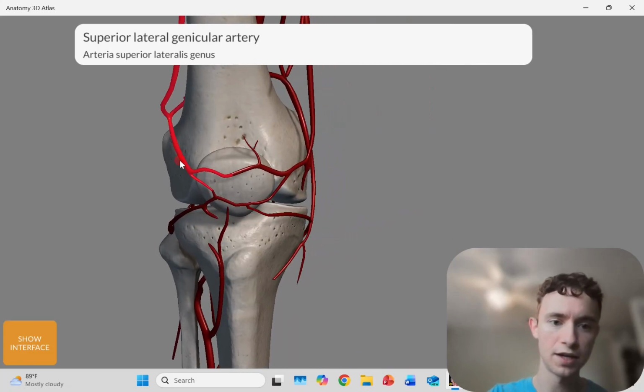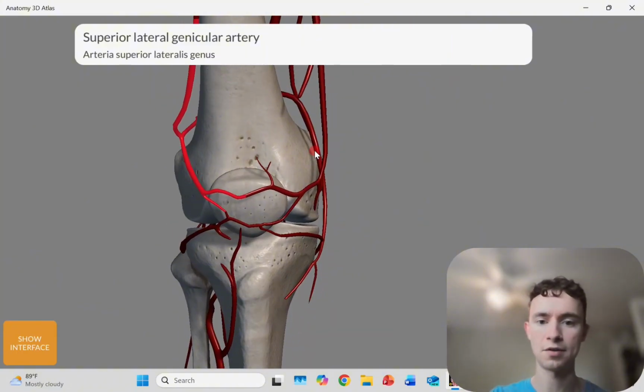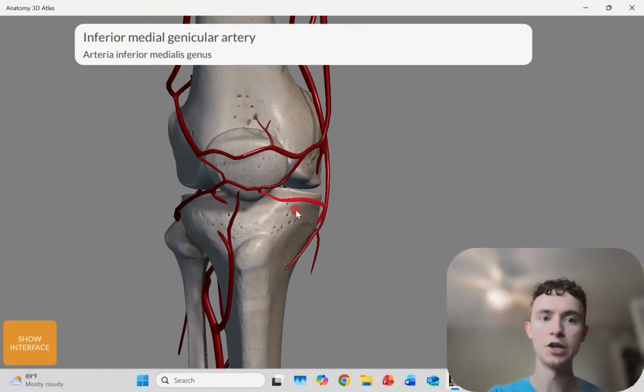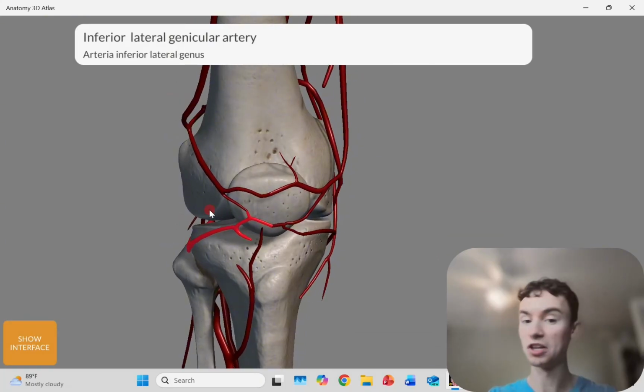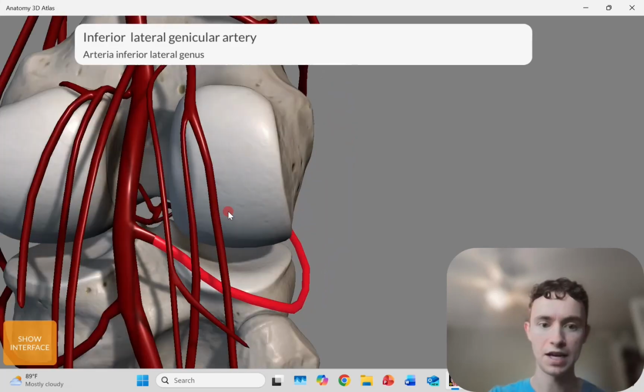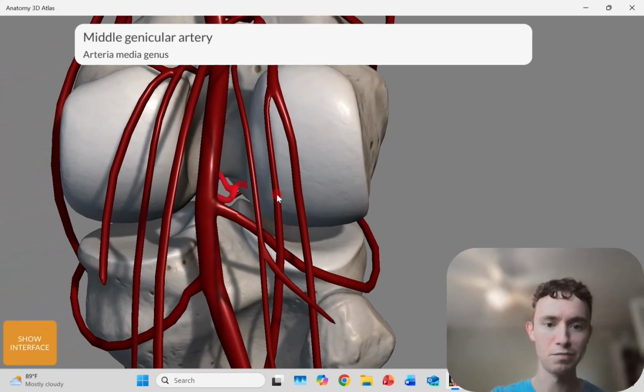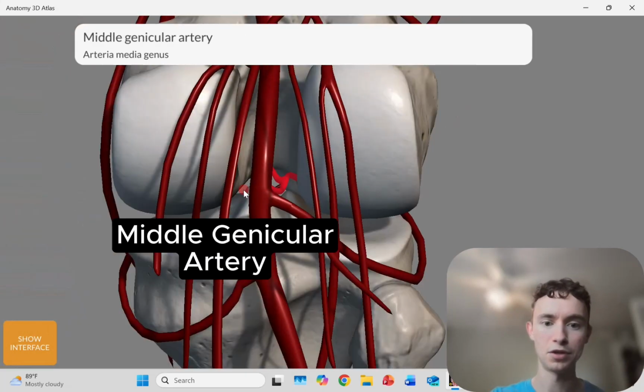These are pretty easily visualized on the anterior view too. Here's the superior lateral, here's the superior medial, here's the inferior medial, and then here's the inferior lateral. And so they're just named genicular arteries, but they're all just named directionally. And then we have a very important one right here called the middle genicular artery, branching off the popliteal artery.